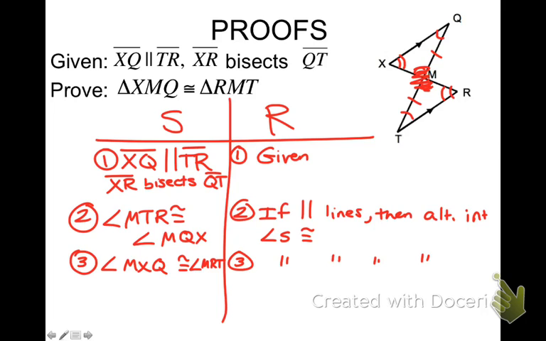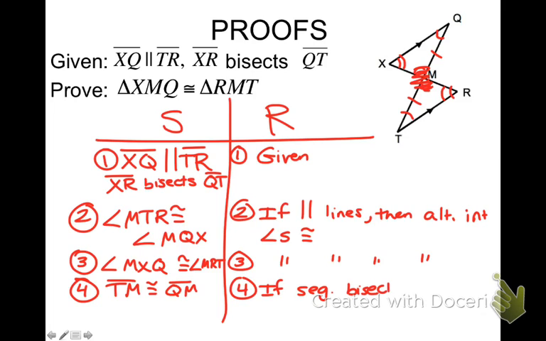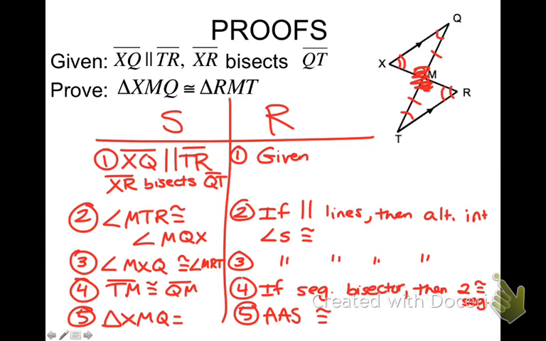All right, the last thing we need is a side. Give me the congruent statement for the side. Yes, so TM is congruent to QM. So line 4, if segment bisector, then 2 congruent segments, then we have it. So we would prove that with angle, angle, side. These I think are the hardest ones because you got a lot of options on what to go with. So triangle XMQ is congruent to triangle RMT.